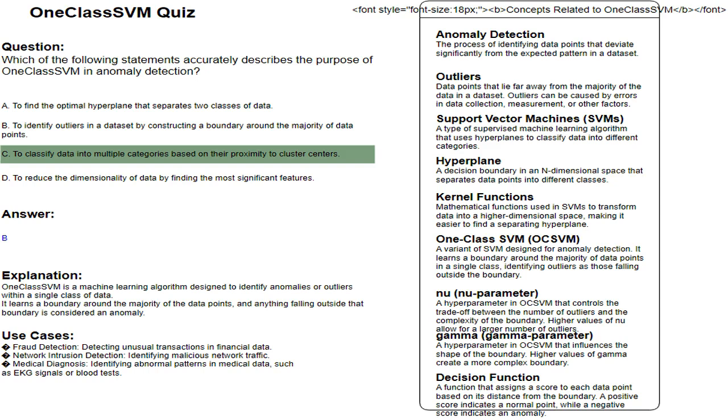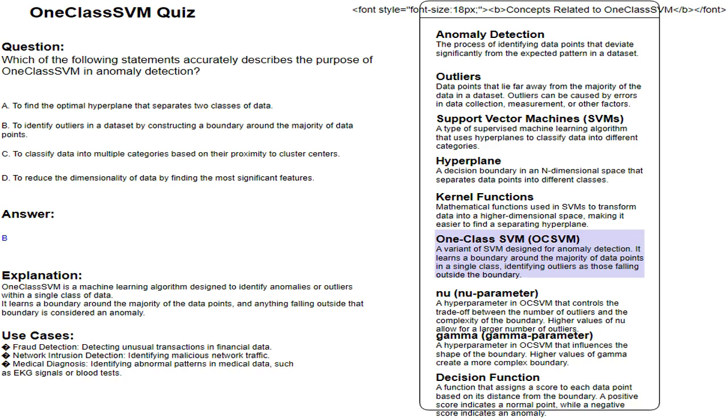Outliers are data points that lie far away from the majority of the data in a dataset. Outliers can be caused by errors in data collection, measurement, or other factors. Applications include data cleaning, where removing outliers can improve the accuracy of models, and fault detection in sensor data, where outliers can indicate malfunctions. Consider a dataset of student heights. If one student is significantly taller than all others, that student's height would be an outlier.